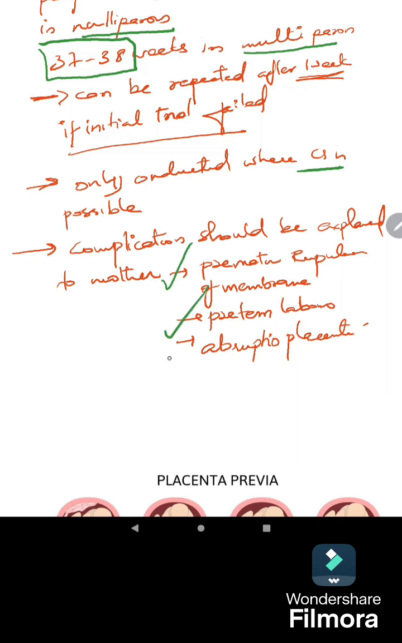Complications should always be explained to the mother. The first things are premature rupture of membranes, preterm labor, and abruptio placenta. These are the complications that should be explained to the mother before doing the ECV. So that is about it.